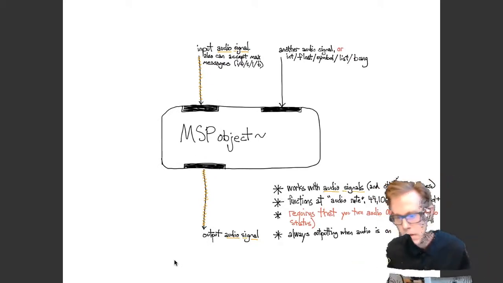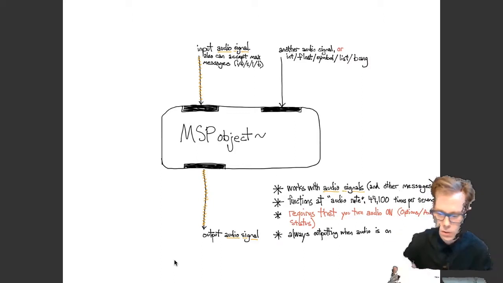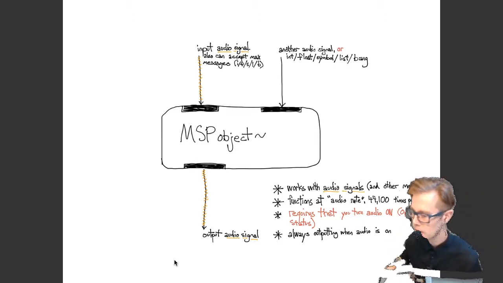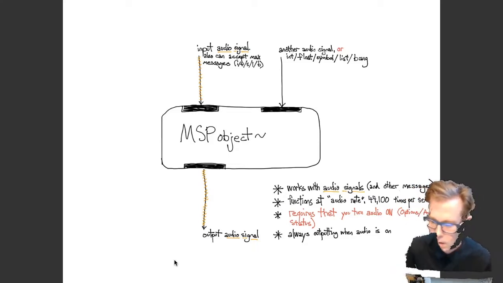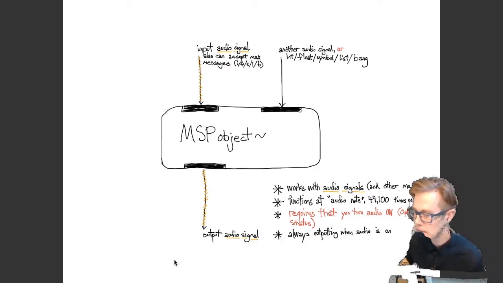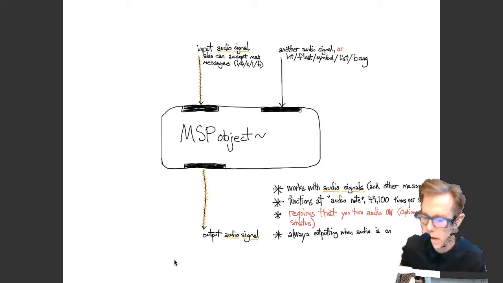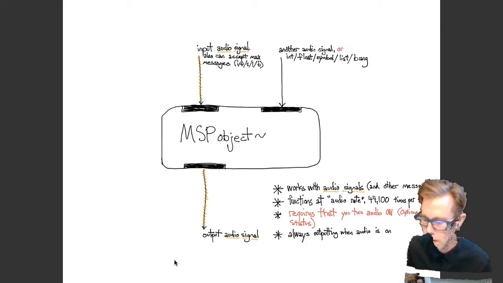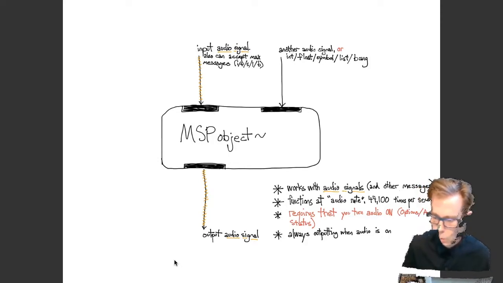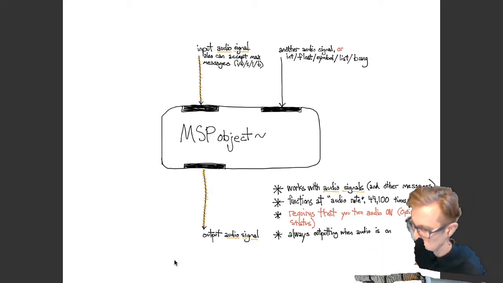MSP objects appeared in this coding environment once computers got fast enough to work with real-time audio. So the difference between a Max object and an MSP object is that an MSP object can take a new type of signal as input and provide a new type of output, which is audio. Audio signals function at audio rate, and audio rate is way faster than control rate.